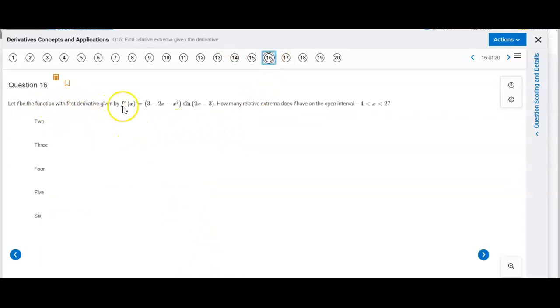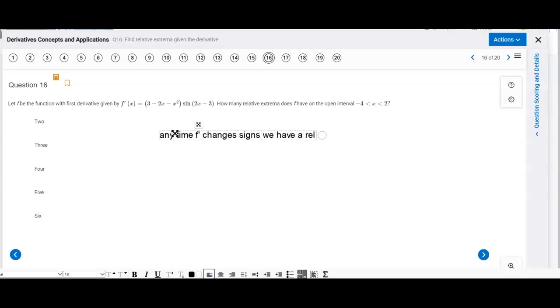Let f be the function with the first derivative given by this equation here. How many relative extrema does f have on the open interval from -4 to 2? Interesting. Now, it didn't ask for relative min or relative max, just said relative extrema, so it could be min or max. So whether the derivative goes from positive to negative or negative to positive doesn't really matter. Just so long as the derivative changes signs, we have an extrema. So anytime f prime changes signs, we have a relative extrema.